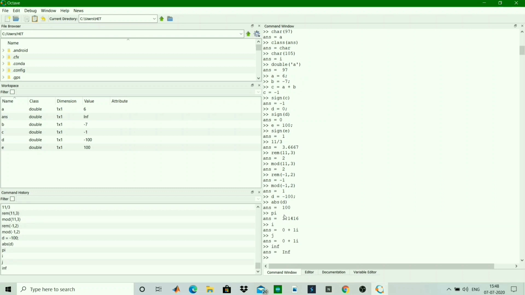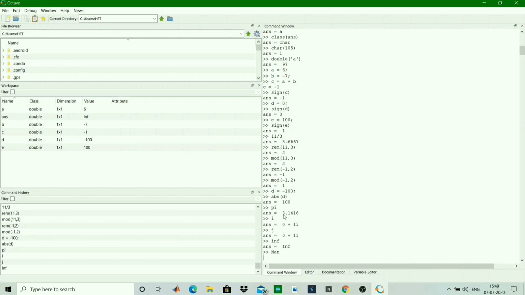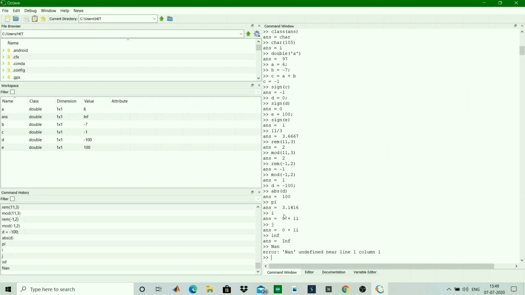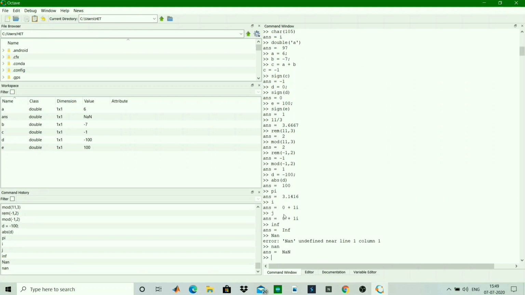Then Inf is infinity. If the answer is too big to be stored, then it is represented by Inf, and if your output is undefined, then it would show NaN, that is, not a number. NaN means number not defined, and it would be of the form 0 by 0.